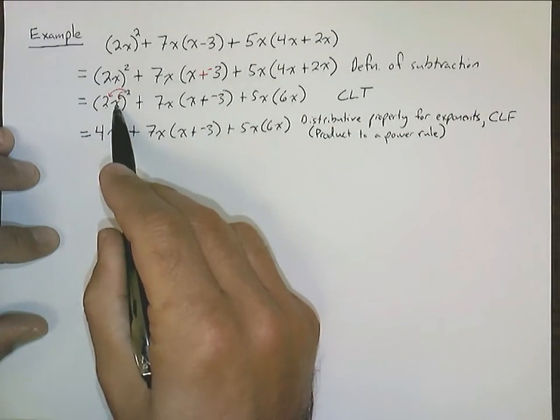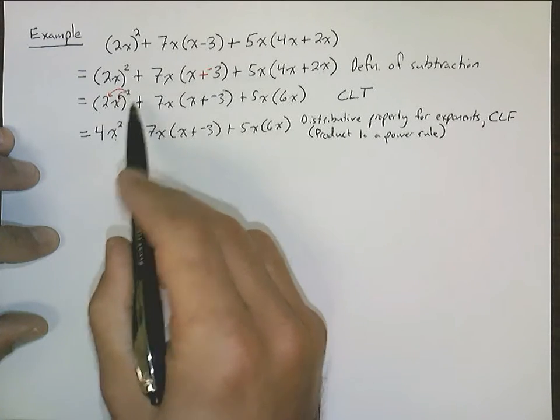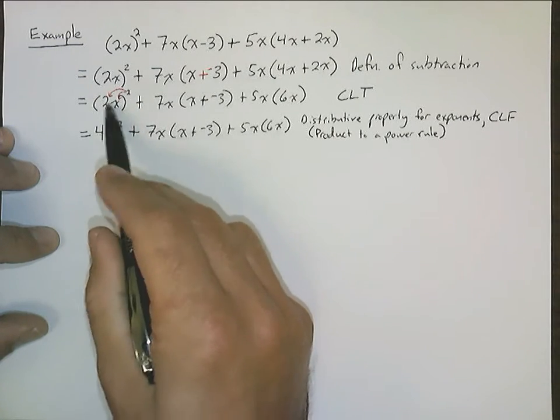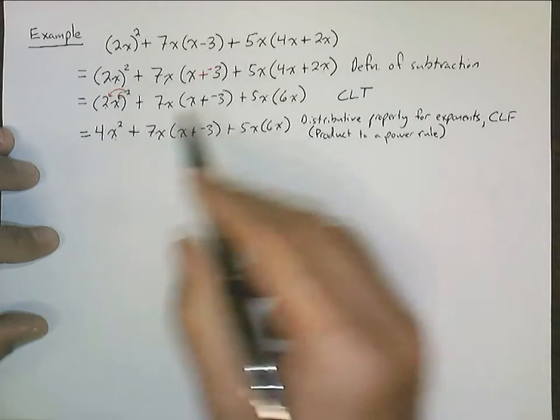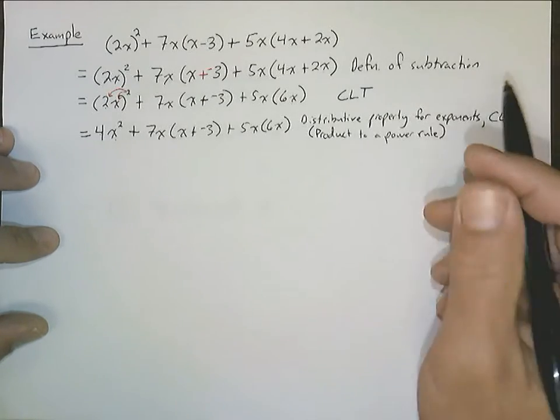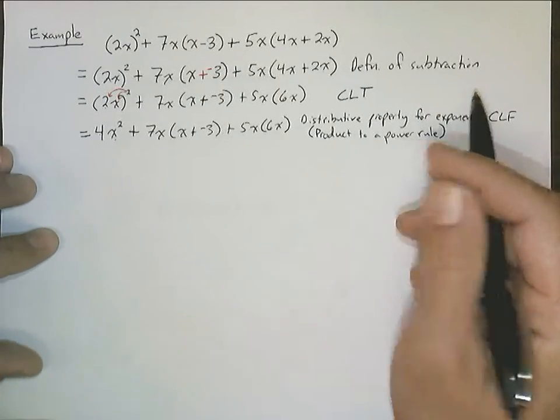Where if you have a product being raised to a power, then each of the factors gets raised to that power. I like to call it distributive property for exponents because really it's just an extension of the distributive property.